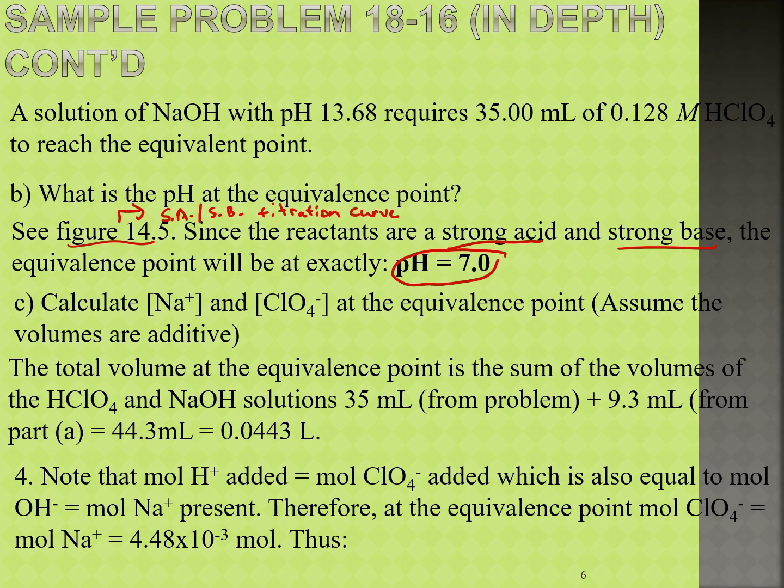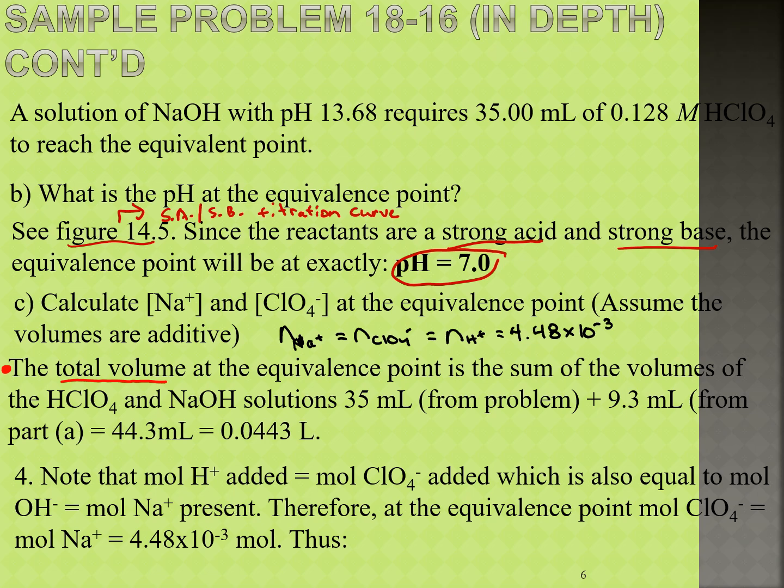All right, part C wants us to calculate the sodium cation and the chlorate anion at the equivalence point. So what we're really doing here is we need the number of moles of Na, which is going to equal the number of moles of our chlorate. And the reason for that is because everything is 1 to 1 to 1, which is also thus equal to the number of moles of either acid or base, and we already found that to be 4.48 times 10 to the minus third moles. Well, if I want a molarity of these things, then we also need the total volume at the equivalence point.